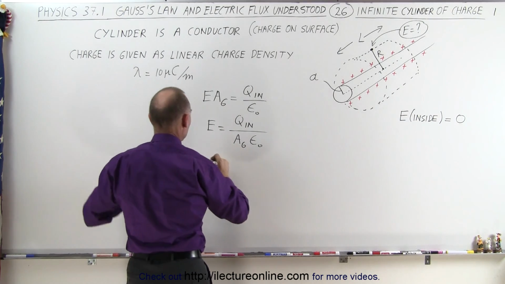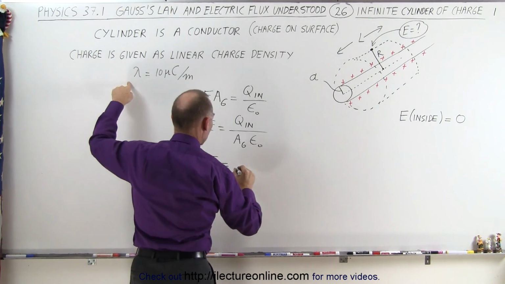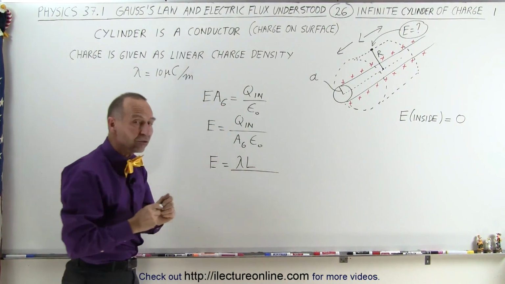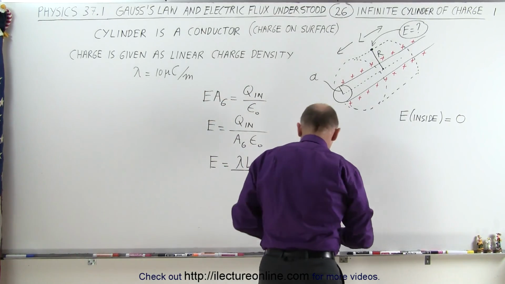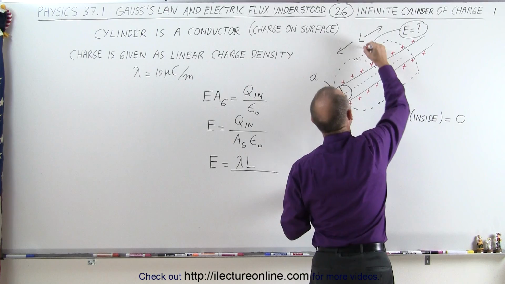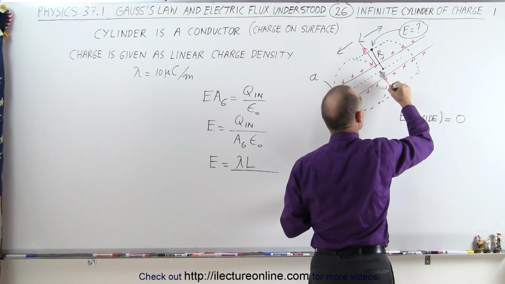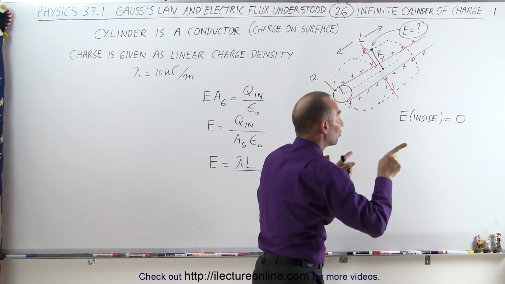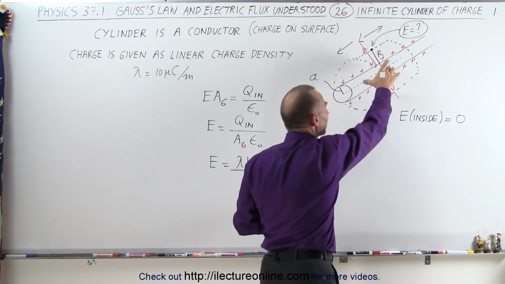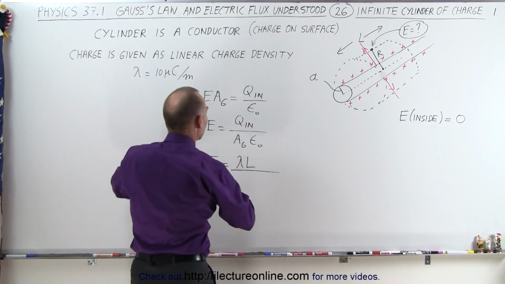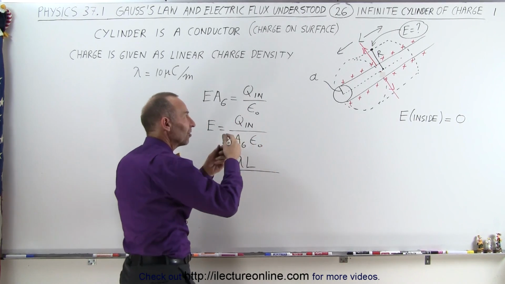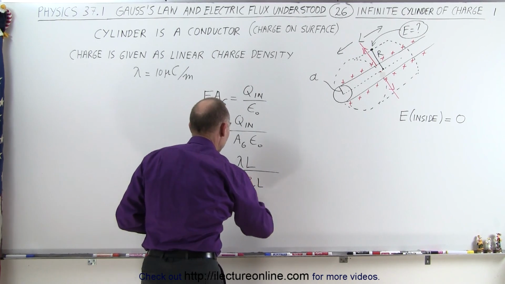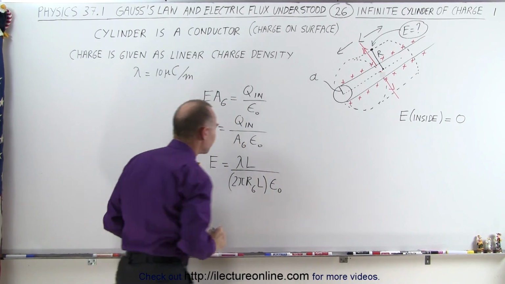So E is equal to the linear charge density times the length, and then the surface area of the Gaussian surface. Again, realizing that the electric field lines only emanate through the side of the Gaussian surface in both directions like this. We only have to worry about the side of the cylinder, not the end portion of the cylinder, because no electric field will go through that portion, not in the middle of the cylinder. So therefore, we can simply say that's going to be the circumference times the length, which is 2 pi r sub g times the length, and then times epsilon sub naught.